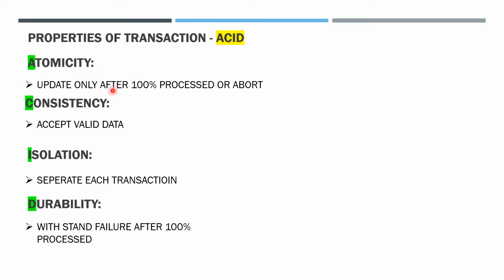Atomicity means only after the transaction is 100% processed should CICS update the contents in the database, or else it should abort. Consistency means you should accept only valid data. Valid data means, for numeric fields, you should accept only numeric data. Alphabet letters, capital letters, small letters and every other kind of data are invalid data, and it should reject that data.